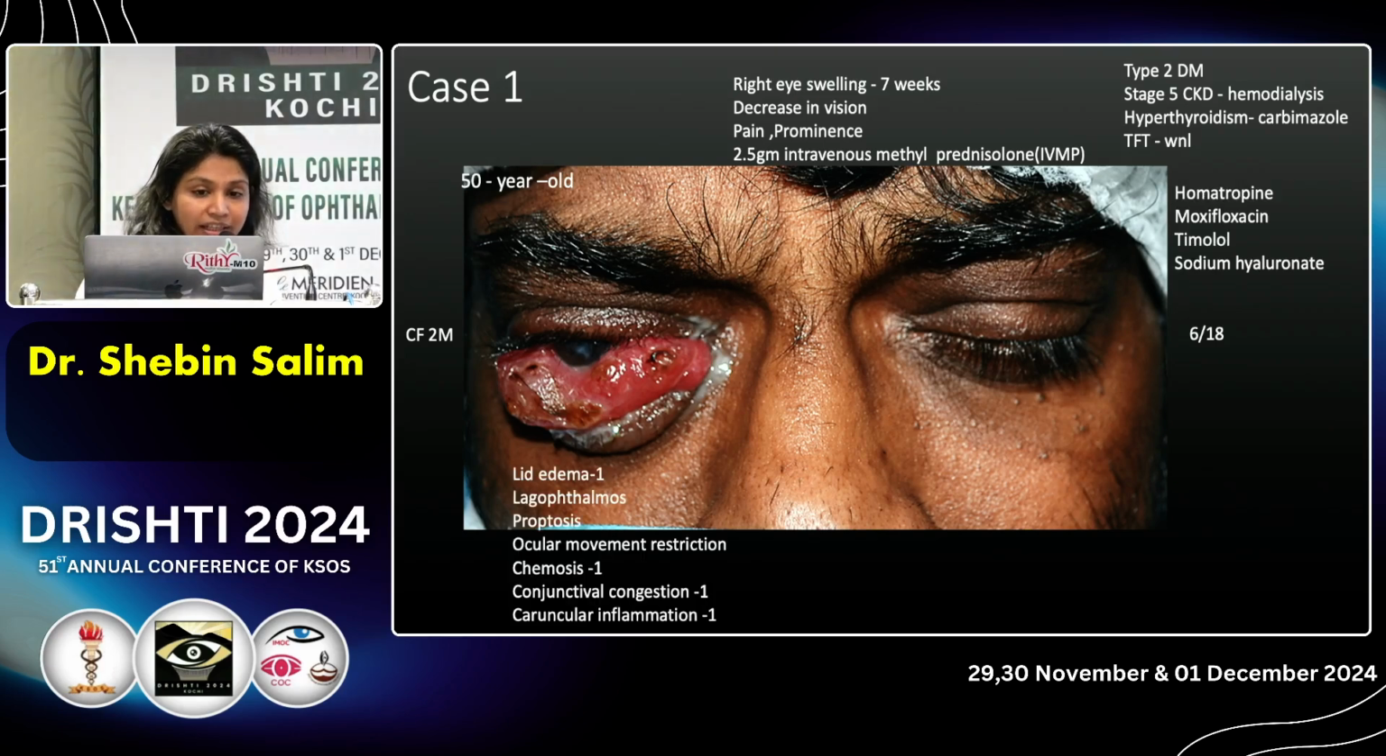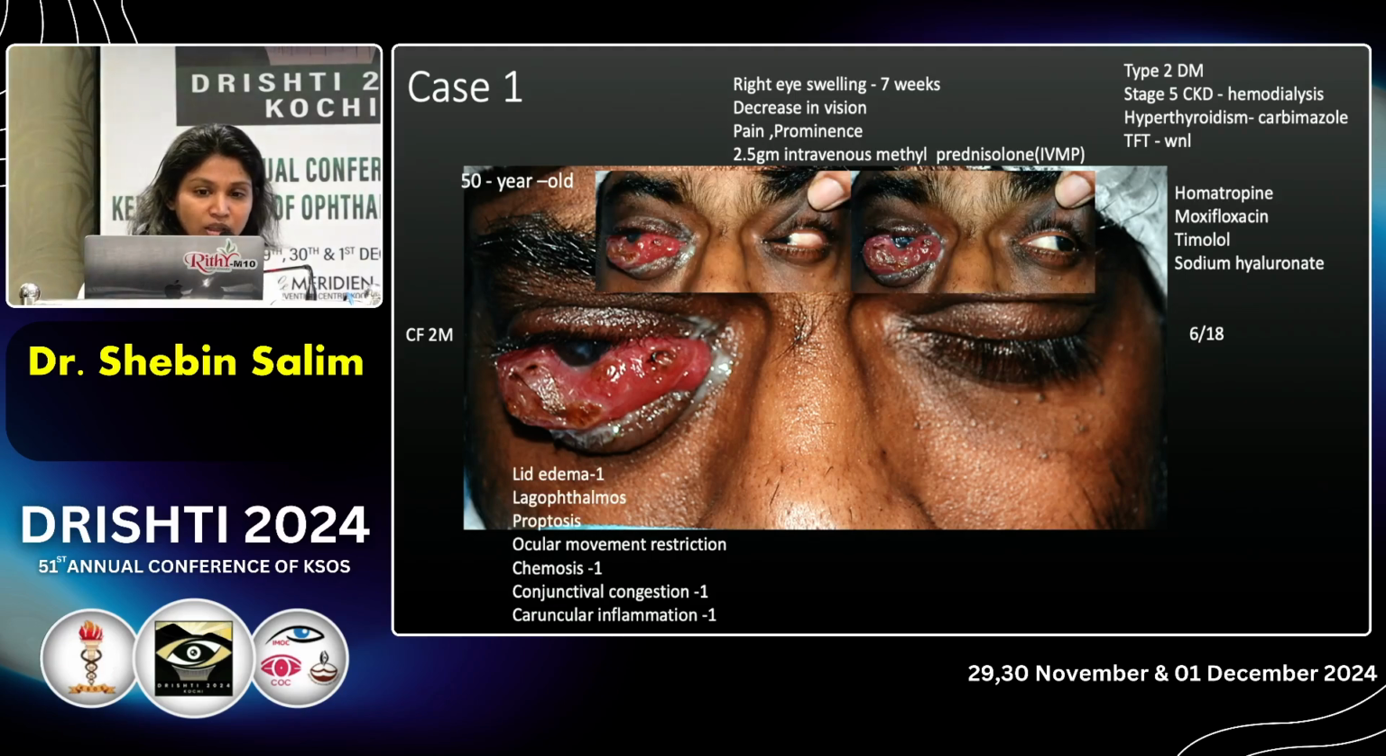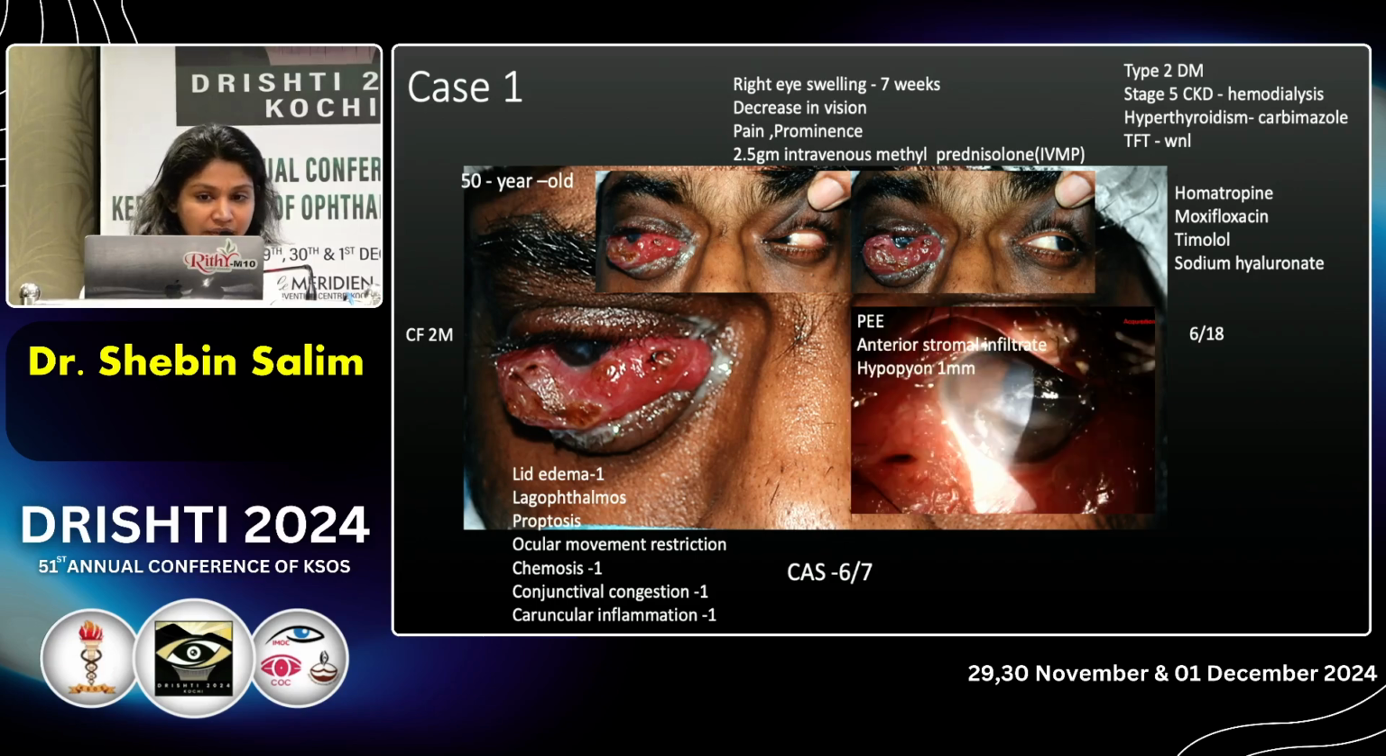There was lid edema, lagophthalmos, extraocular movement restriction, severe chemosis, conjunctival congestion, caruncular inflammation. This, along with the spontaneous and gaze-evoked orbital pain, the clinical activity score was coming 6 out of 7. So this was his right eye cornea. There was severe exposure keratopathy with a focal anterior stromal infiltrate and hypopyon.